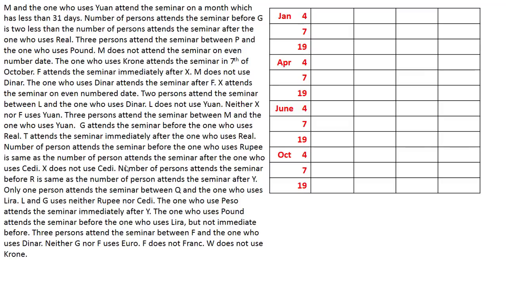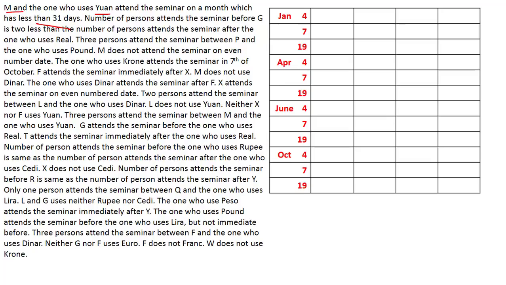So here is the first information. M and the one who uses yuan attend the seminar in a month which has less than 31 days. So see here, M and the person who uses yuan, these 2 persons are going to attend the seminar in a month which has less than 31 days. Here January has 31 days, April has 30 days, June has 30 days, October also has 31 days. So I can certainly say that M and the person who uses yuan should be attending the seminar either in the month of April or June.